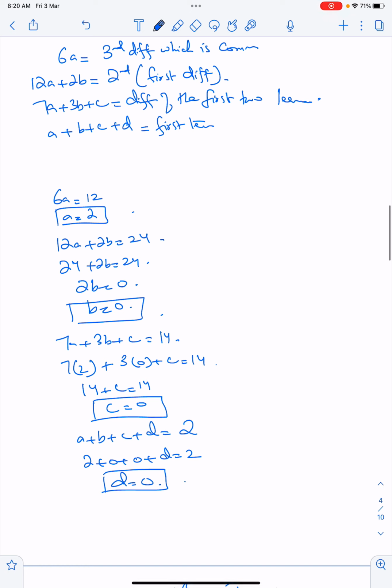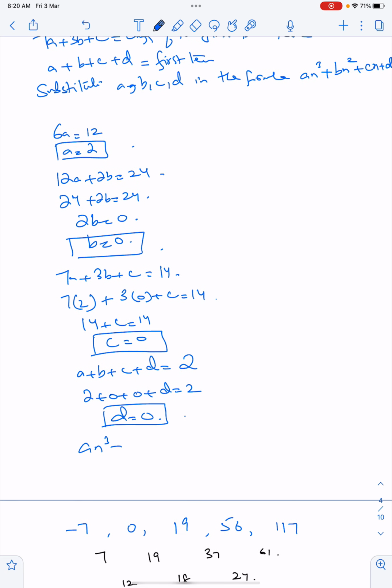Now substitute a, b, c and d into the formula a n cube plus b n square plus c n plus d. So a is 2: 2n cube plus 0 n square plus 0 n plus d. d is also 0. So this is the formula.